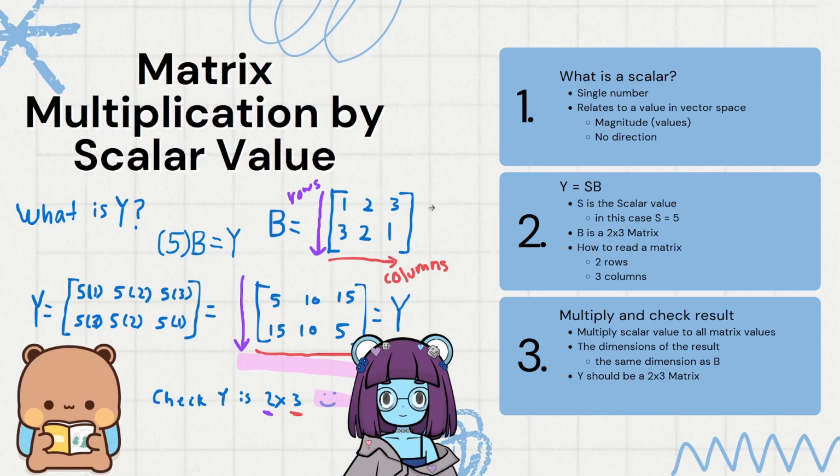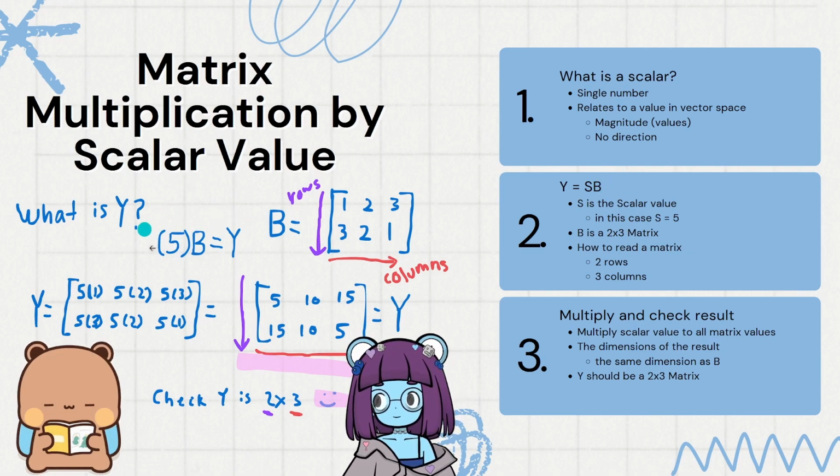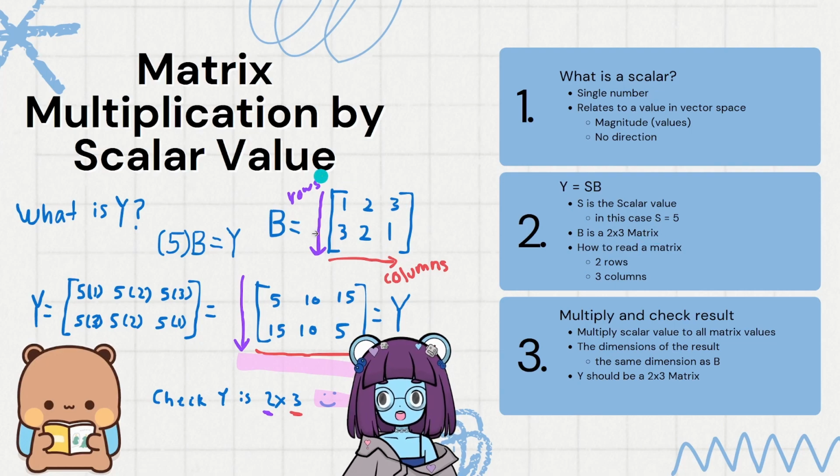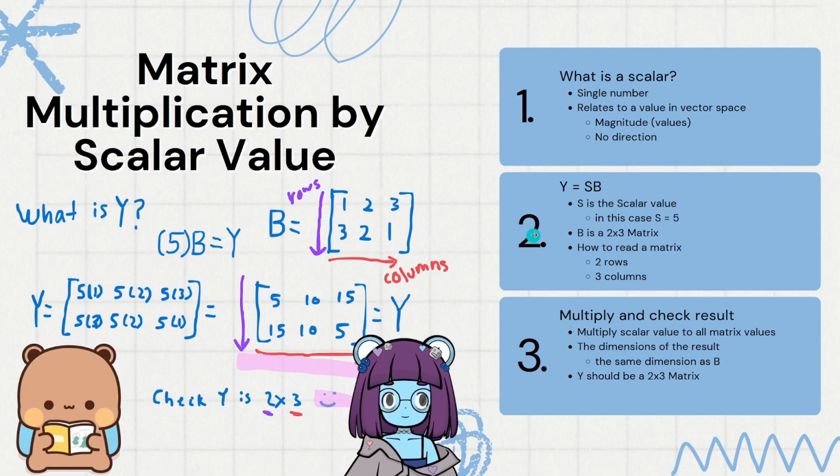So a scalar value can be represented by an S, and a matrix can be represented by a B. In the example on the left, so this example right here, the scalar value is 5, so in this case S is equal to 5. B is the matrix, and in this example, B is a 2 by 3 matrix. To read the dimensions of a matrix, look at the number of rows as your first value. So here we have 2 rows, and then look at the number of columns. So here we have 3 columns. So this matrix is a 2 by 3 matrix.